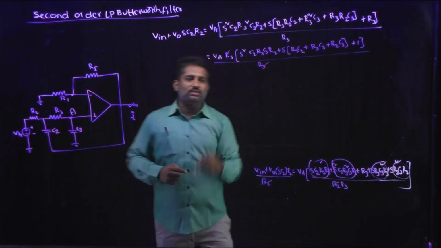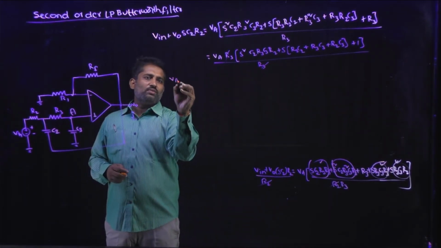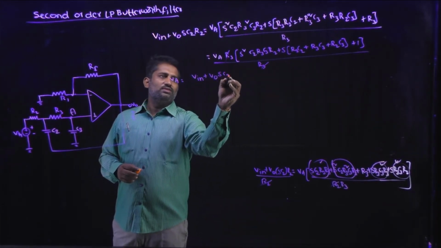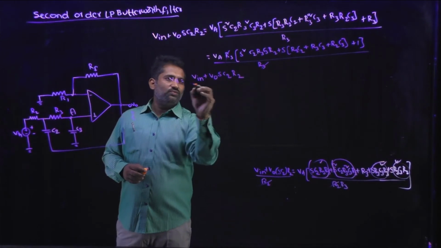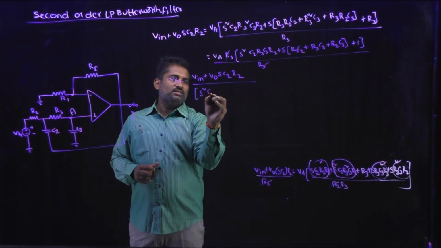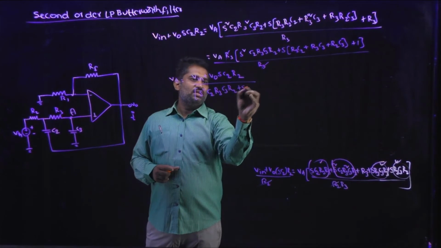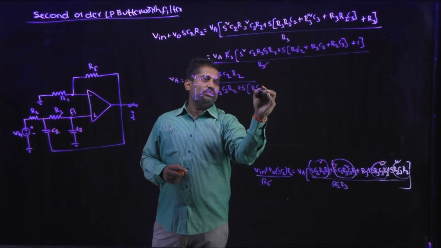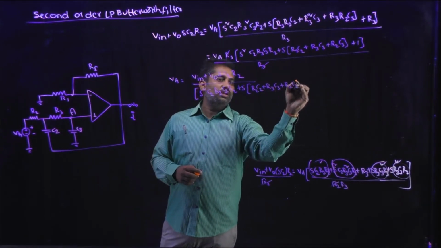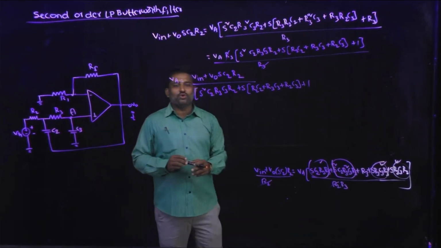So R3 has cancelled. What you will get is VA rewritten as (Vin plus V0 S C2 R2) divided by the whole thing, which is S square C2 R3 C3 R2 plus S into (R2 C2 plus R3 C3 plus R2 C3) and then plus 1, which is nothing but the value of VA.